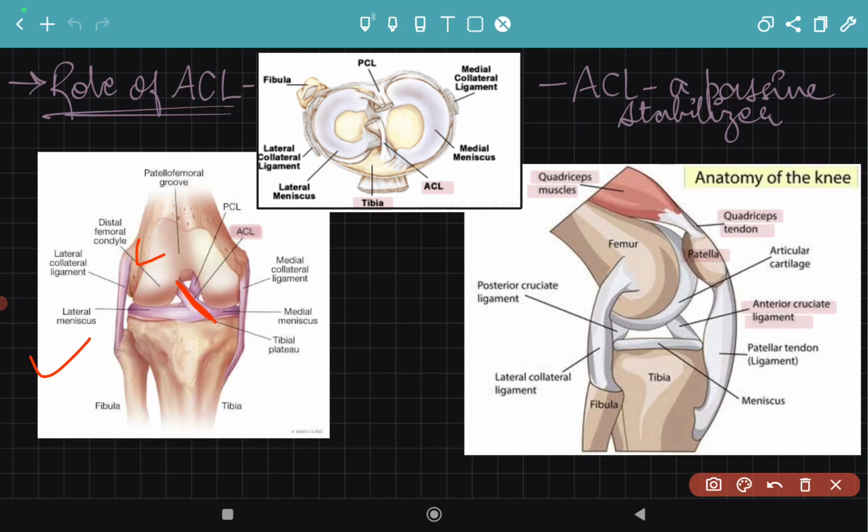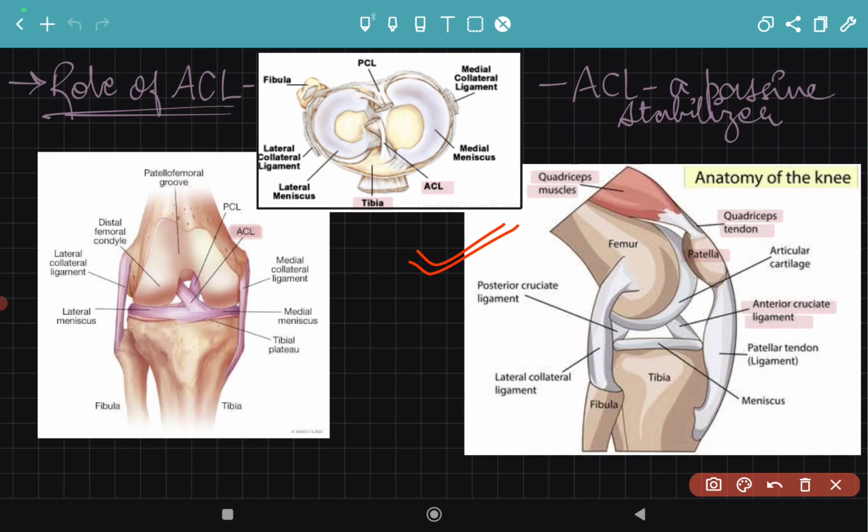This is the lateral side and this is the medial side. So this will be the lateral condyle and this will be the medial condyle of the femur, and the ACL starts from the posteromedial aspect of the lateral femoral condyle and it comes ahead to insert or to end somewhere in front of the intercondylar eminence of the tibia.